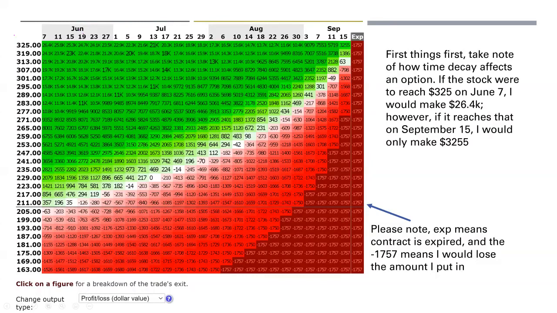Please note that you see on the side here where all these negative numbers are, don't panic. Negative 1757 means that I lose what I put in, because it did not hit the strike price. Now, once again, I am not planning on holding it till expiration. That is very far out.